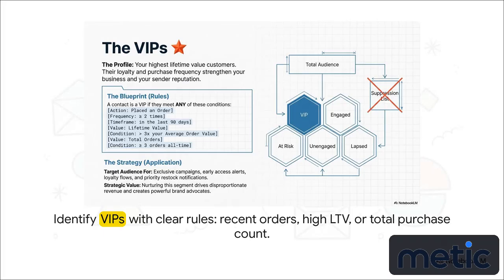Well, the blueprint gives us some really clear, simple rules. Have they bought from you at least twice in the last 3 months? Is their total lifetime spending more than 3 times your average order value? Or have they just placed 3 or more orders ever? If they check any of those boxes, boom, they get the VIP treatment. We're talking exclusive campaigns, early access to new stuff, and top priority notifications.